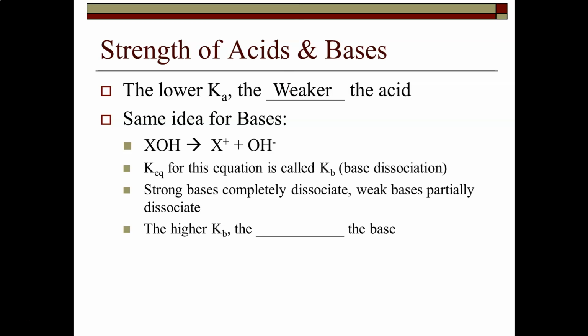It's the same idea for bases. Bases are going to dissociate and produce hydroxide. Okay, so if we want to write a dissociation equation for bases, you could just put NaOH yields Na plus OH minus. Strong bases will completely dissociate, and weak bases will only partially dissociate. So the higher the Kb value, the stronger the base is going to be. These are called Kb values, okay? Because if you're dissociating a base, B for base, Kb.